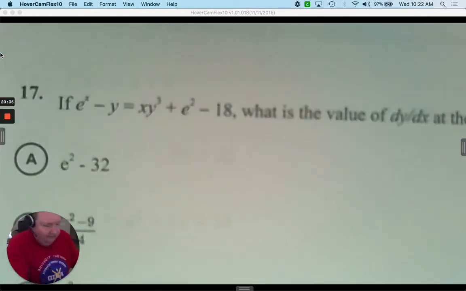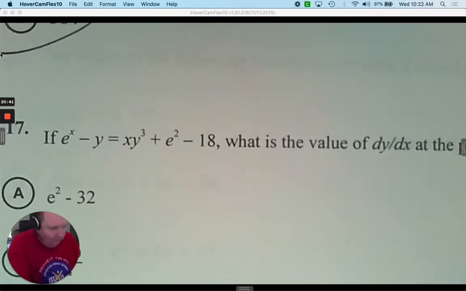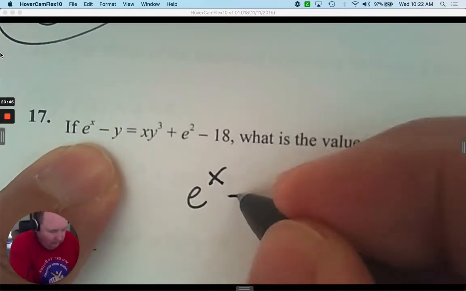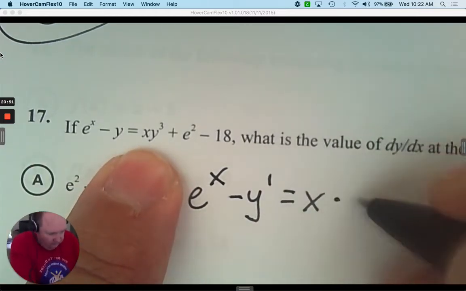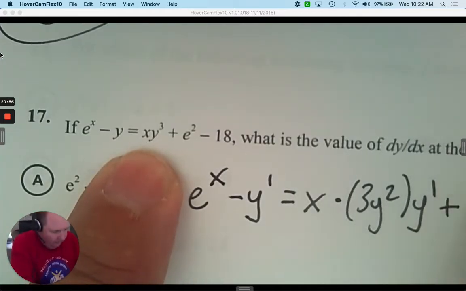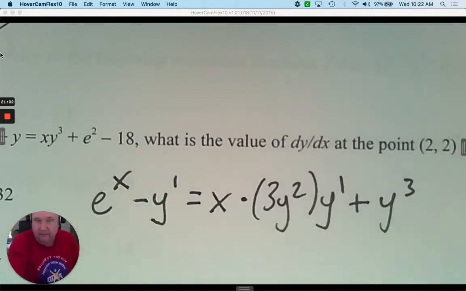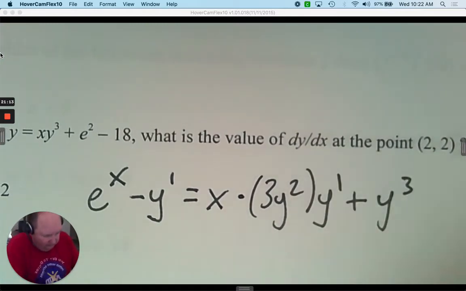Number 17. Can you take the derivative implicitly and plug in a point? Let's do this. So the derivative of e to the x is e to the x. The derivative of negative y is negative y prime. This is the product rule. The first times the derivative of the second, don't forget the y prime, plus the second times the derivative of the first, which is 1, so I don't need it. The derivative of e squared is 0, and the derivative of negative 18 is 0, because they're constants. I want to get all the y primes together.